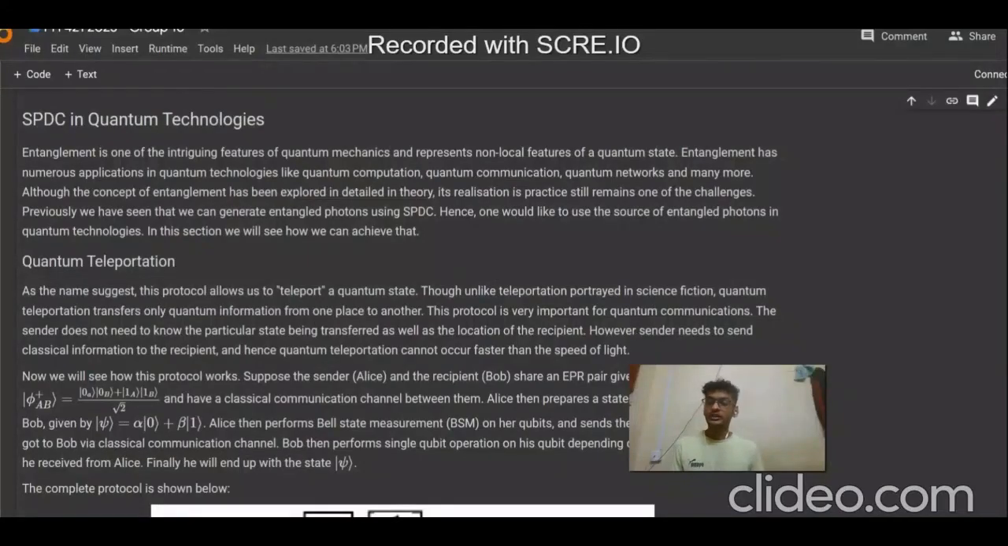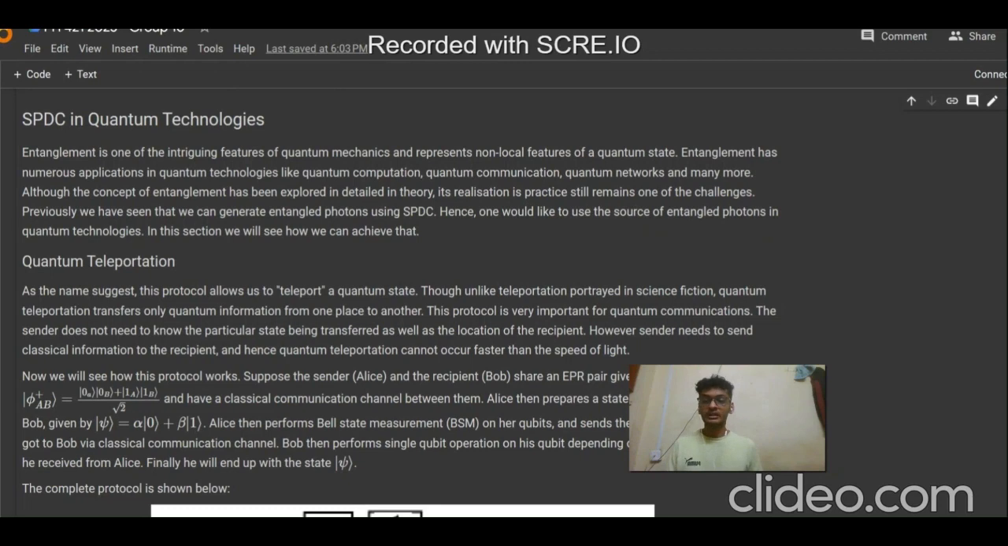Now we come to the final topic in this project, which is SPDC used in quantum technologies. Previously, we have seen that we can generate entangled photons using spontaneous parametric down conversion, and entanglement is one of the key features you need for the quantum technologies. And in order to actually bring the quantum technologies into practice, we'll obviously need to realize entangled qubits first. And since we are able to do that with photons, one would obviously like to use these photons for quantum technologies. So now we'll see how we can do that.